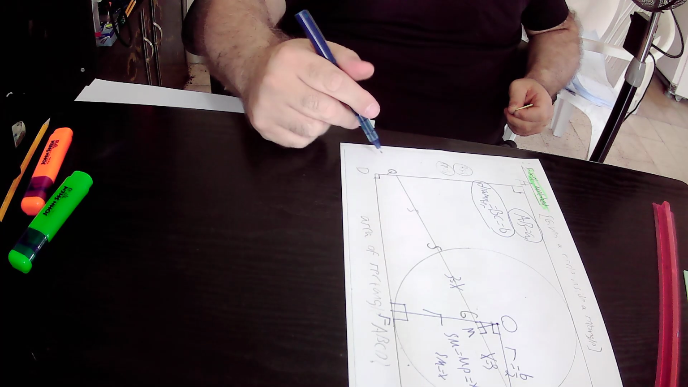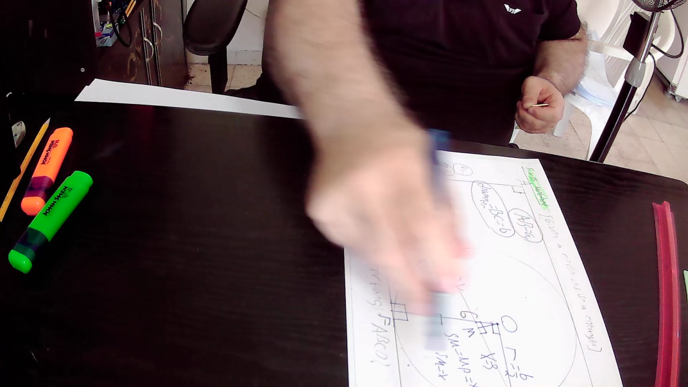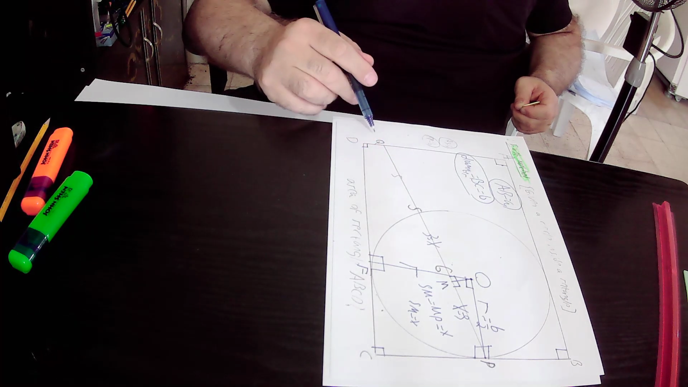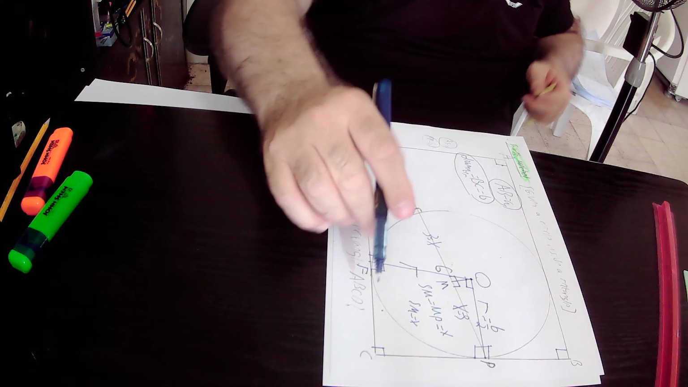So in the next step, from this point Q, we'll go perpendicular on BC.